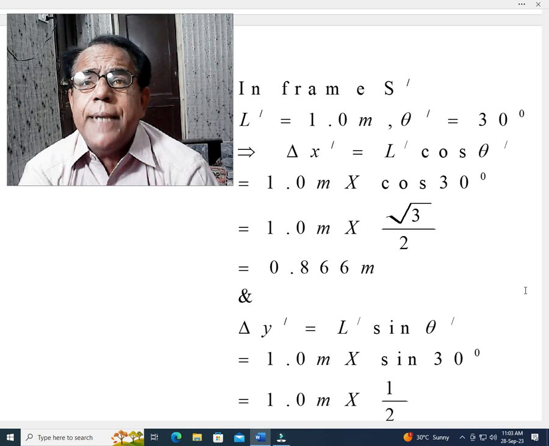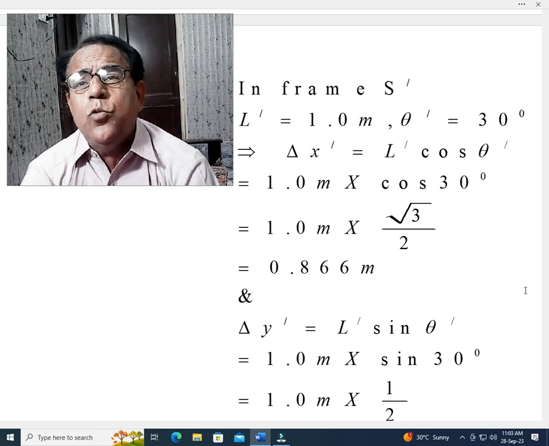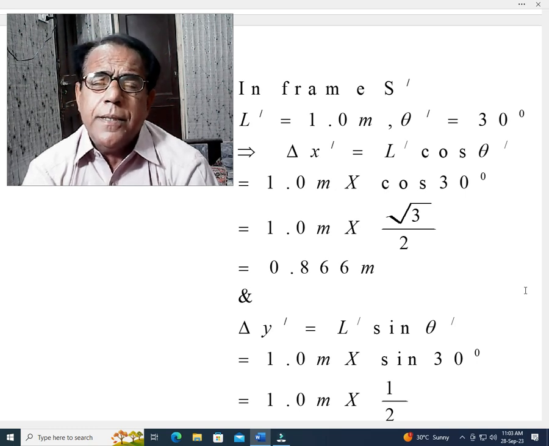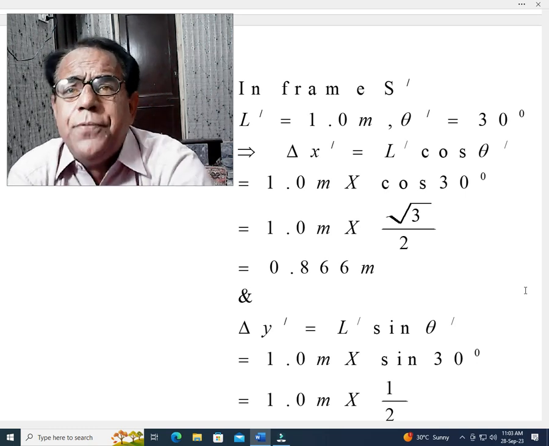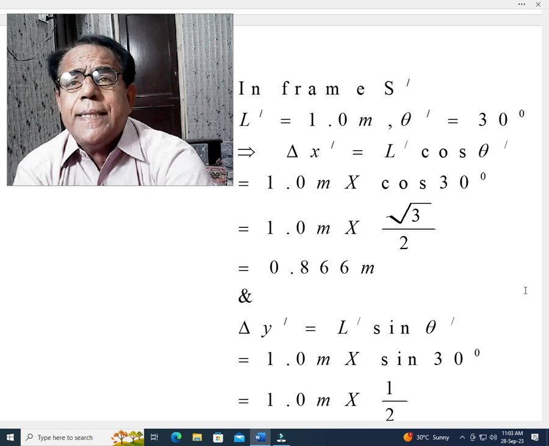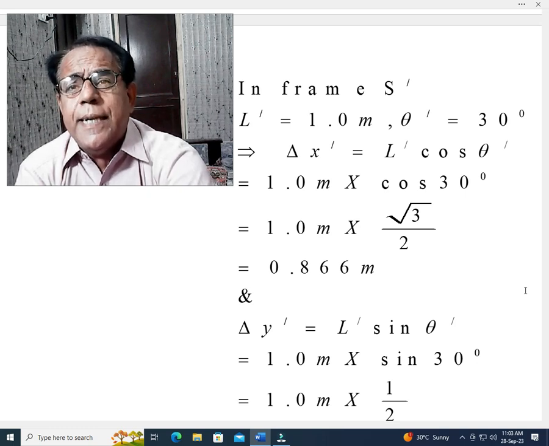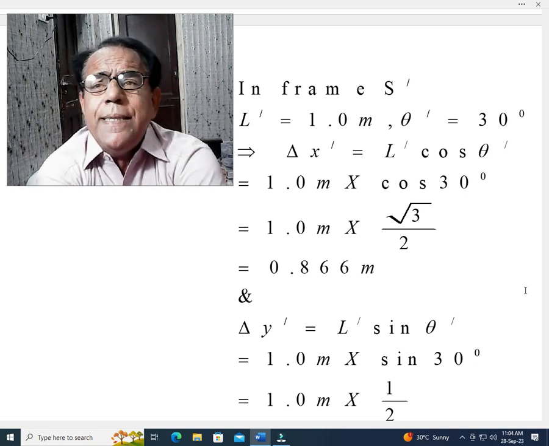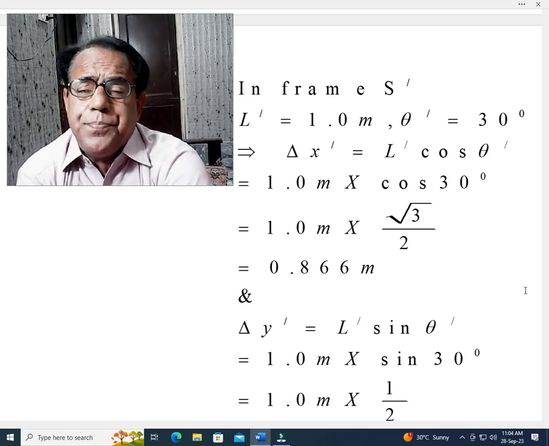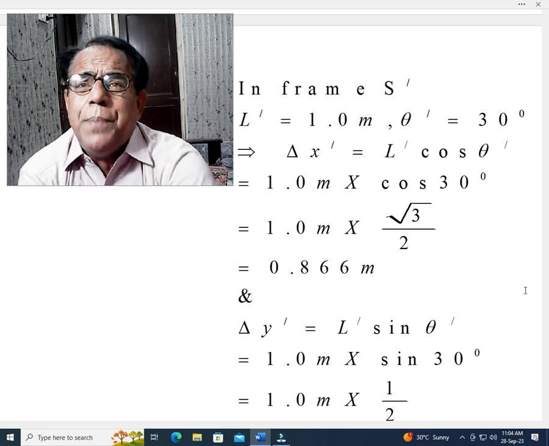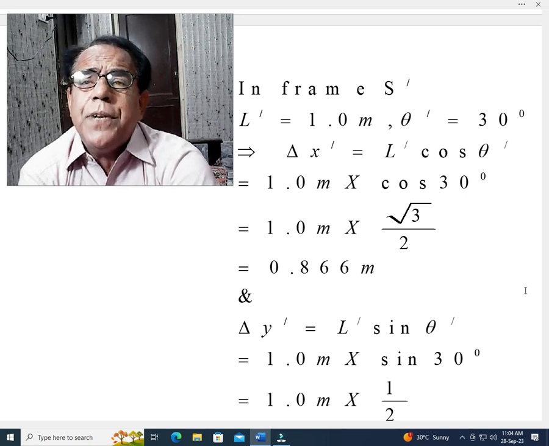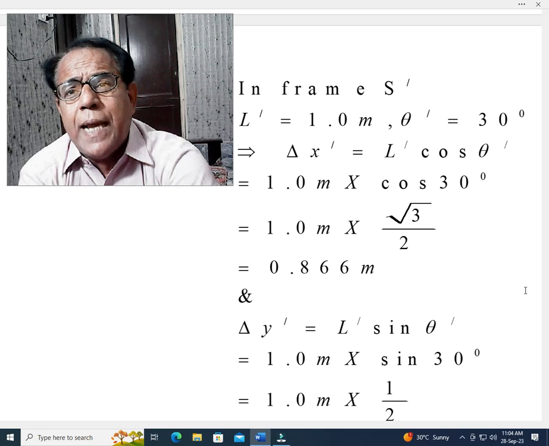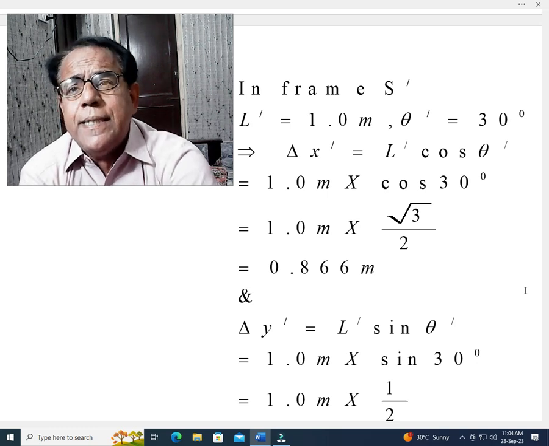In frame S dash, dear students, all values will be in terms of L dash, while in frame S all values will be simple, not in terms of dash. In frame S dash, L dash is equal to 1.0 meter. It is given in the statement, that is meter stick, meaning 1 meter length stick. Theta dash is equal to 30 degrees. Angle is given as 30 degrees, but because we are taking into consideration frame S dash, we will call length as L dash instead of simply L, and theta as theta dash instead of simply theta.